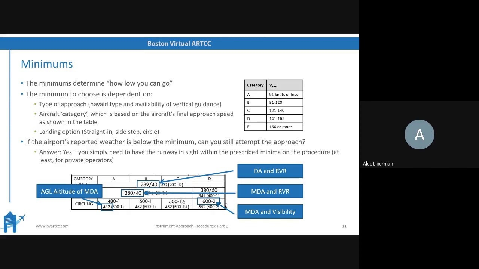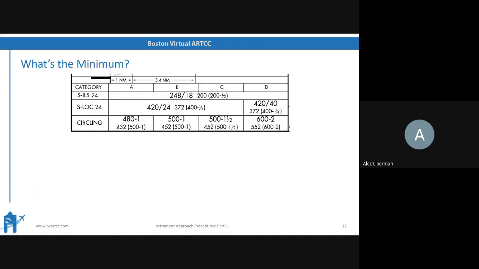All right, so now we're going to shift gears and talk about more interactive stuff. Give you the chance to figure out what the minimums are. So, first question. Straight-in ILS or runway 24 approach for a Category C aircraft. What are the minimums?